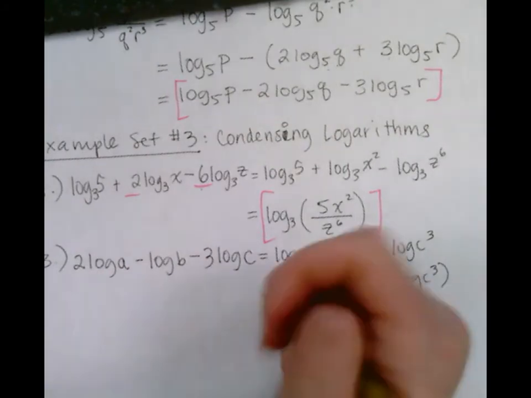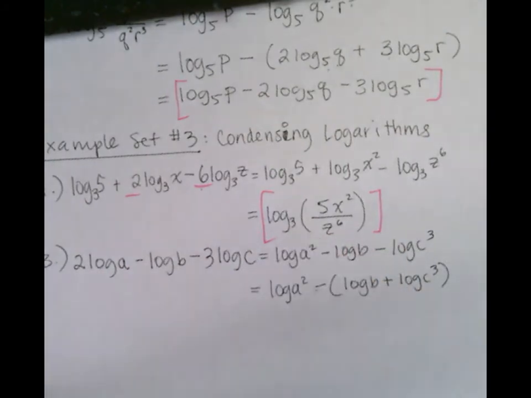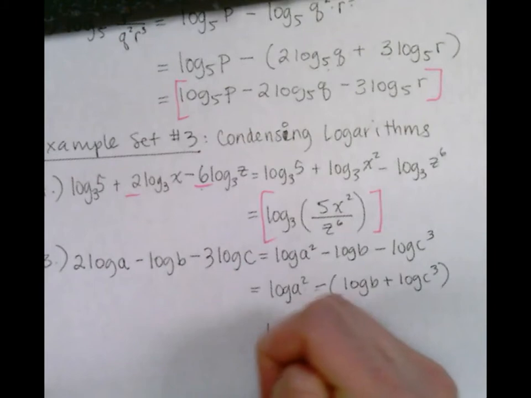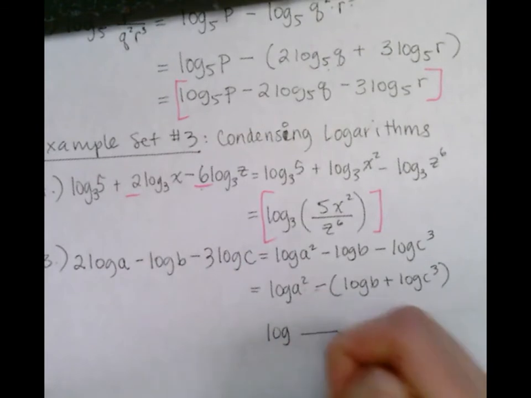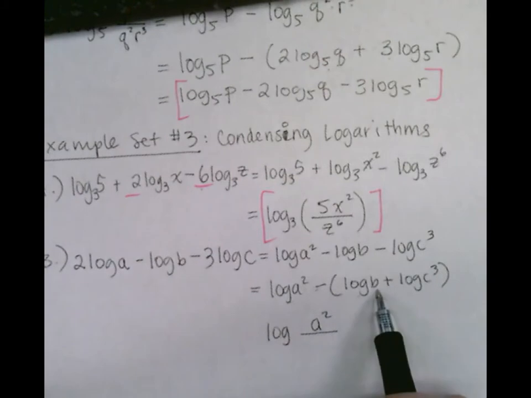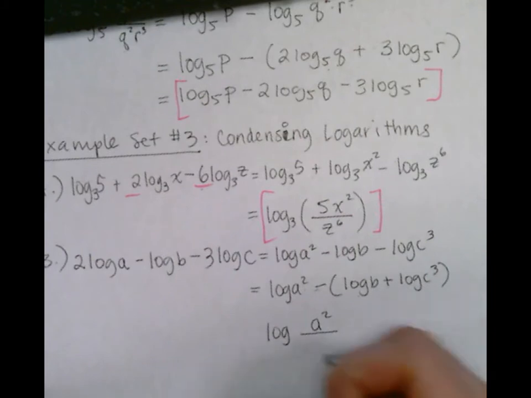That allows me to more easily see what I need to do now, because I now see I have log of a squared minus this thing. So I know I'm going to do log of my numerator, which should be a squared, and my denominator should be the log b plus log c cubed. But I remember that adding means multiply. So it would be b times c to the third. And that would be my final answer.